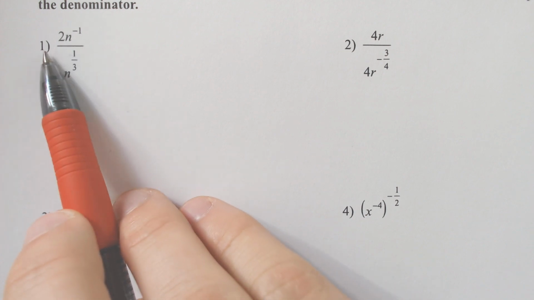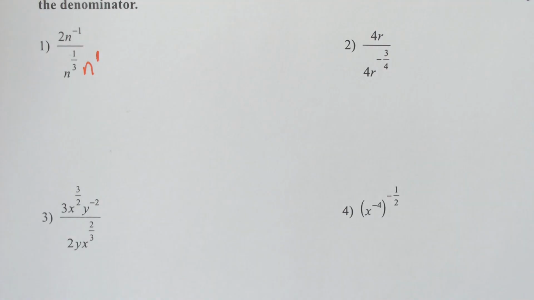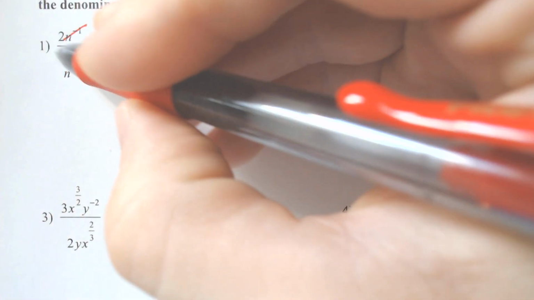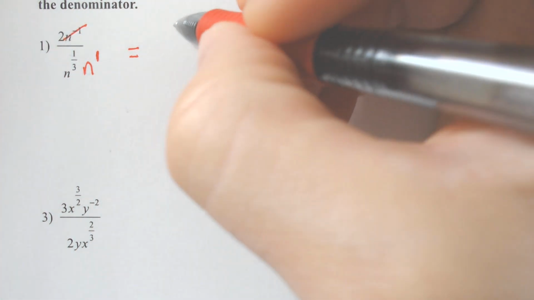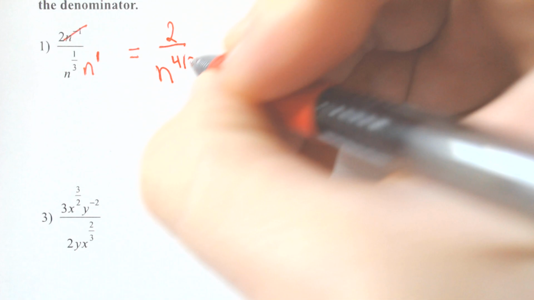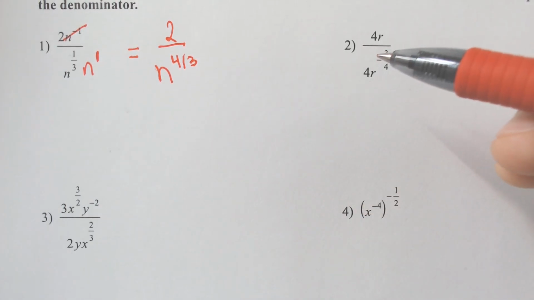We got 2n to the negative 1 power. That n to the negative 1 power is going to have to move to the bottom of the fraction, and when you do that it would become positive and no longer be on the top of the fraction. So then we would have to add 1/3 and 1 together, and when you do that, you end up with n to the 4/3. I would recommend using a calculator. 1 plus 1/3 is 4/3.